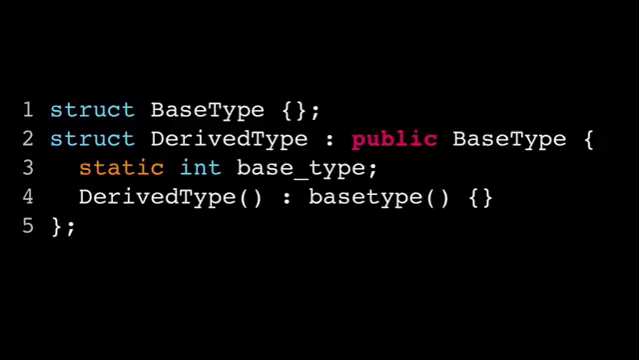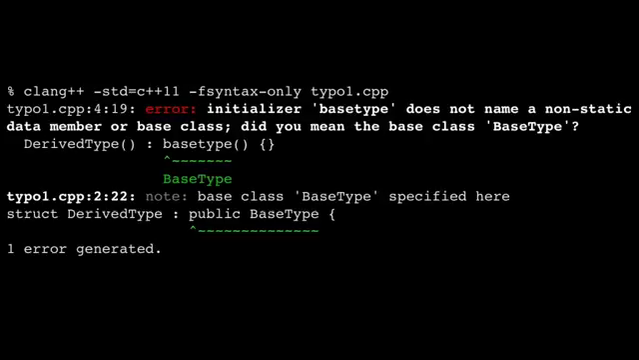Now this one's tricky. I want you to look really carefully. There are two base types in this code. One of them's a variable, one of them's a type. Which one were we aiming for? Well, Clang knows that we can't be aiming for a variable. It's a static variable. You can't use a static variable in a member initializer, and so it knows certainly that you meant to actually name the type.